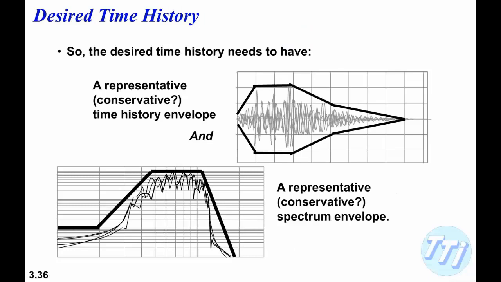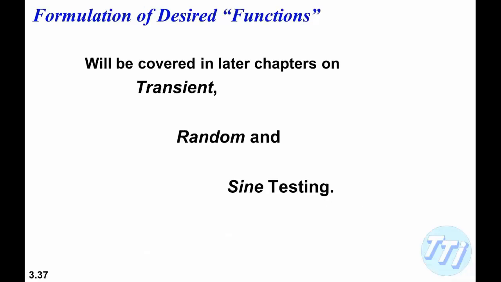So what we want to do is make up a time history that has a representative conservative time history envelope, something that looks like this, and a representative spectral envelope. And of course, both of these are going to be conservative. Being conservative is a good thing unless it results in an overtest, and then it's not a good thing. And so the question is how we're going to make these things up.